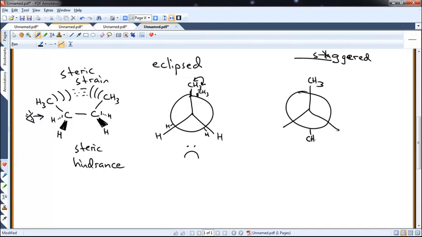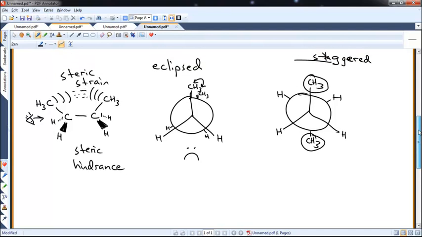You want it to be staggered, just like we talked about before. But you want the biggest groups, which in this case are the methyl groups, to be as far away from each other in three-dimensional space as they can. So that would be, if I were to draw it on paper, like this. Right? This methyl group is far away from this methyl group.